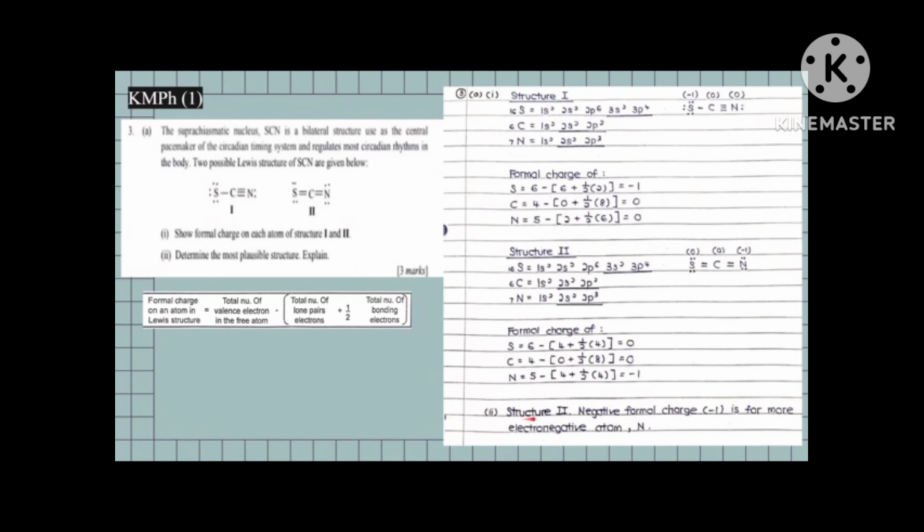So the most possible structure will be structure 2. Why? Because the negative formal charge, which is -1, is on the more electronegative atom, N. Remember, the top 3 most electronegative atoms are F for fluorine, O for oxygen, N for nitrogen. So in this case, N. So this is more plausible.